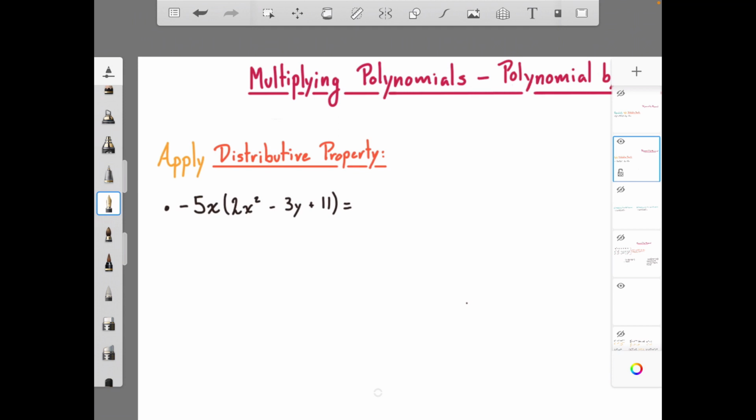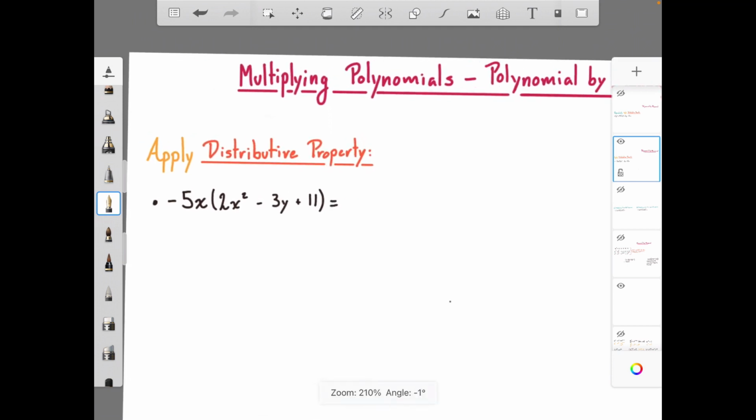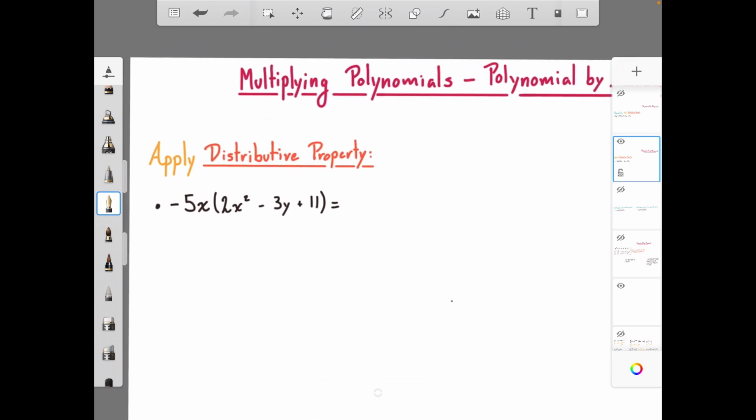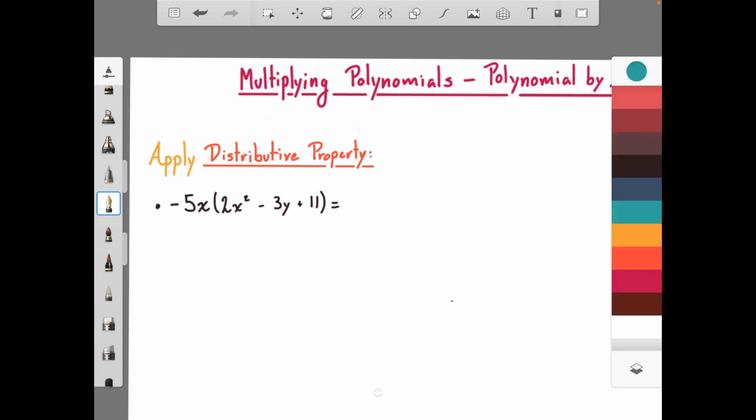Okay, so if we are going to apply distributive property, what we want to do is distribute. So we want to multiply this time this and this and this. As the distributive property states, we want to distribute negative 5x to each one of the terms inside the polynomial. Okay, so we're going to begin now.